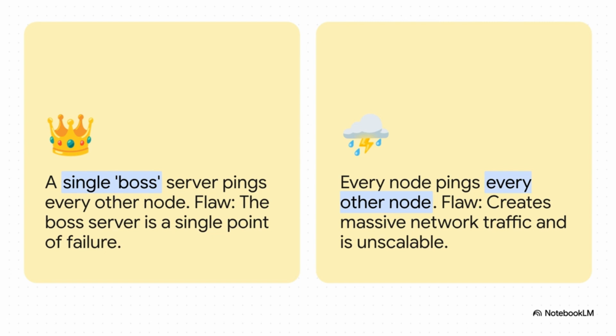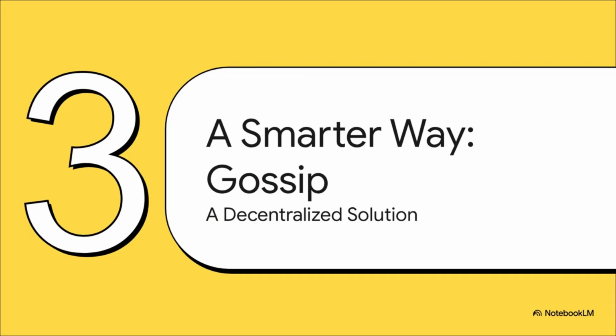On the one hand, you could have a single boss server. Its whole job is just sending out little pings to check on everybody else. But what's the problem there? Well, if that boss server fails, the entire system goes completely blind. That's what we call a classic single point of failure. Not good. Okay, so on the other hand, you could have every server ping every other server. That gets rid of the boss problem for sure, but can you imagine the chaos? With thousands of servers, it creates this insane network storm. It's just totally unscalable.